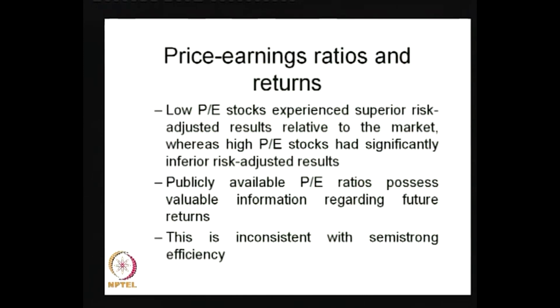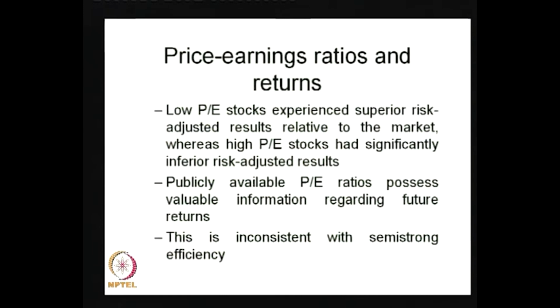If we find this kind of trend, that low price earning ratio stocks are performing better than the high price earning ratio stocks, or the portfolio made out of the low price earning ratio stocks is outperforming the portfolio which consists of the high price earning ratio stocks, then we can say that the publicly available price earning ratios possess valuable information regarding future return, and some of the people are able to use that information in such a manner that they can get some abnormal return from the market, or the investor outperforms the market in that way.